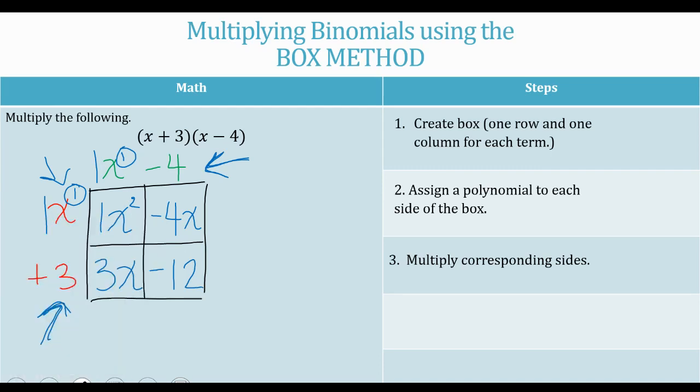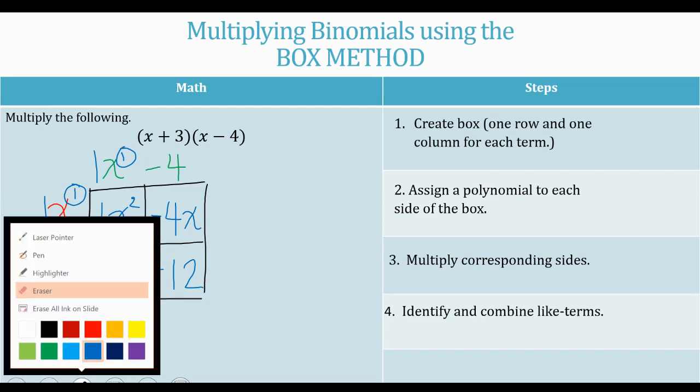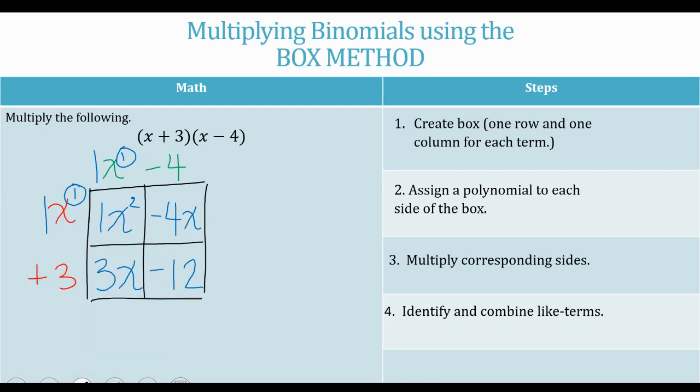Okay, so I'm going to just erase these arrows for now. This is what we have so far. We multiplied corresponding sides, which was step number 3. Let's take a look at step number 4. Identify and combine like terms. So I'm looking at all of the terms in this box, and I'm going to circle my like terms in yellow. These are my like terms. They have the same variable and same exponent. So I need to add those together.